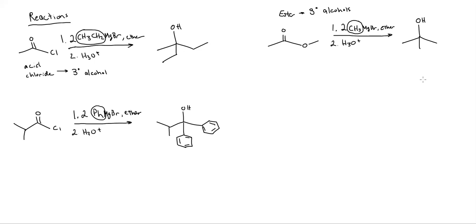So that's all I get. All right. So esters also become 3 degree alcohols. Okay. So now that we've discussed that, we've talked about ketone, aldehyde, ester, acid chloride, formaldehyde, all of those. Let's look at the mechanism.